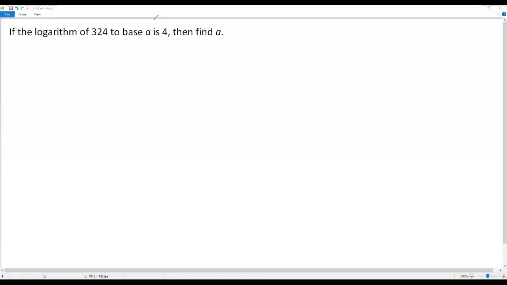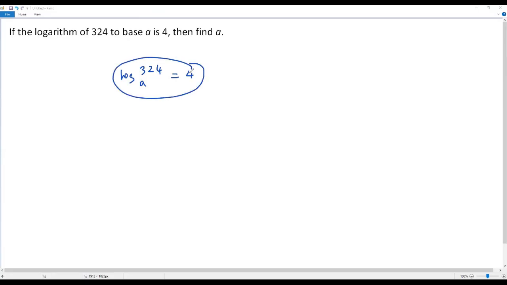Here we have a problem on logarithm. Okay, let's go to the question. If the logarithm of 324 to base a is 4, then find a. Now let me write this expression as an equation. That is, the logarithm of 324 to base a is equal to 4.